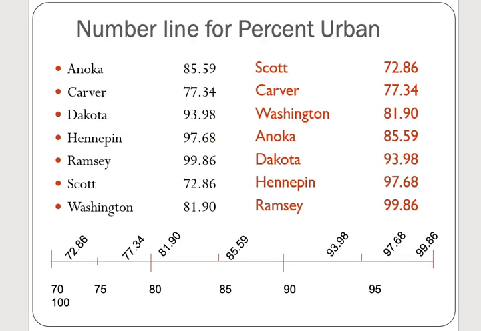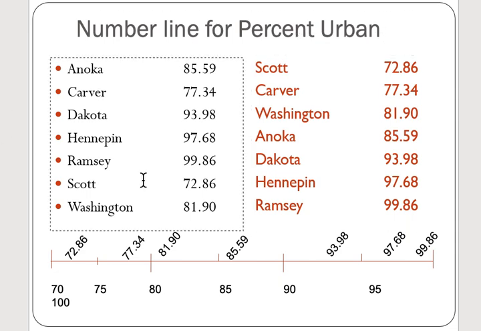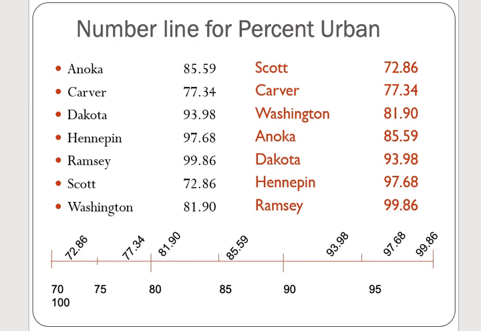Here is an example of a number line. This is a number line for percent urbanization, so the percentage of urbanization for these counties. A number line is a simple line with values like we see here, and again, you can arrange it in ascending order.